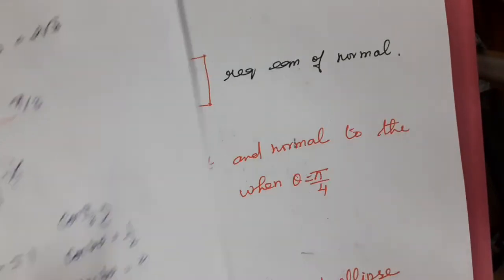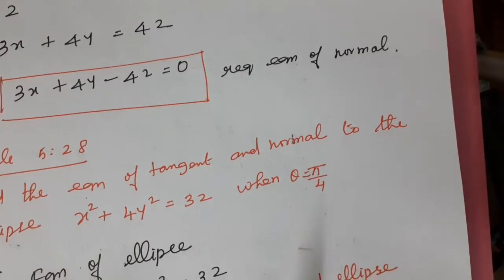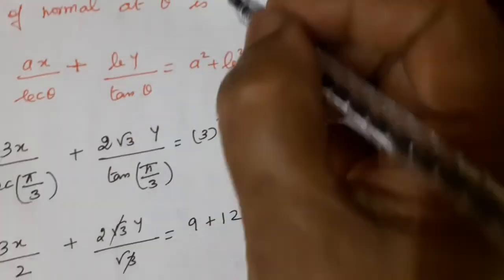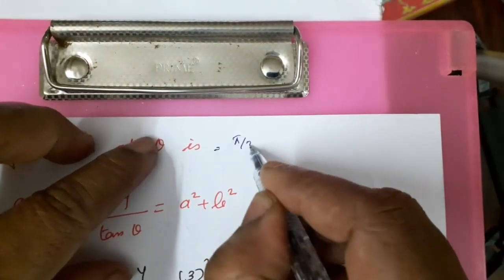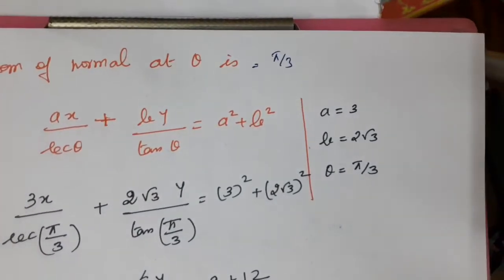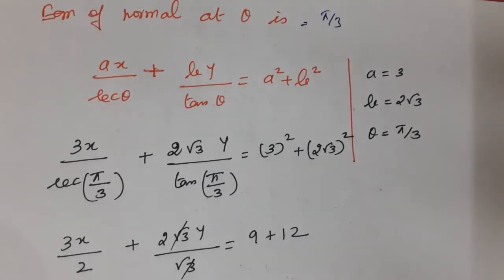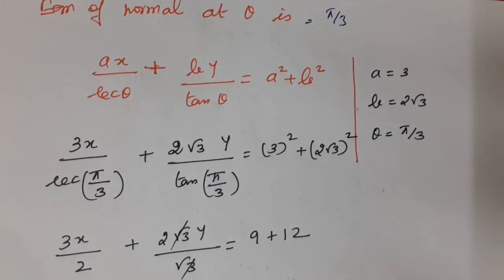This formula is very important for you. Next, the equation of the normal. We are going to find the equation of the normal at theta, and the theta value is pi by 3. Remember this formula.